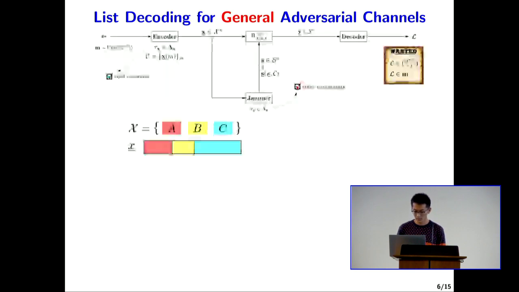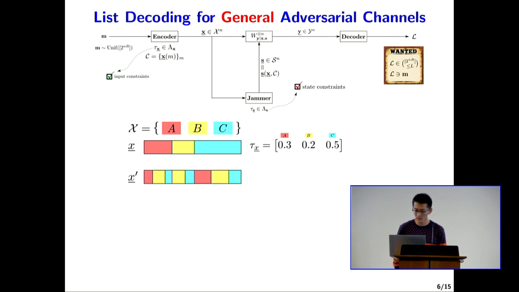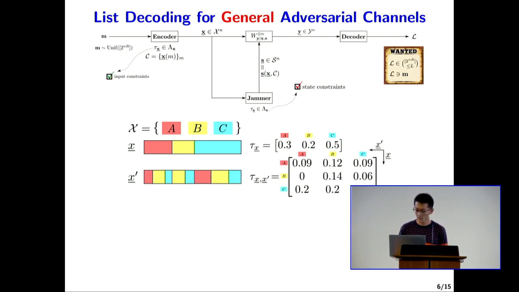But here, the way I impose constraints is in terms of the type of a vector. So what is a type? It's nothing but the histogram of a vector. For example, if you have some ternary vector x, it looks something like this, and the type of x is just its histogram. Maybe 0.3 fraction of it is a, 0.2 fraction of it is b, and so on. So the type is just a probability distribution in some sense. In general, if you have multiple vectors, for example 2 vectors, and they jointly look like this, then their joint type is going to be a matrix, right?